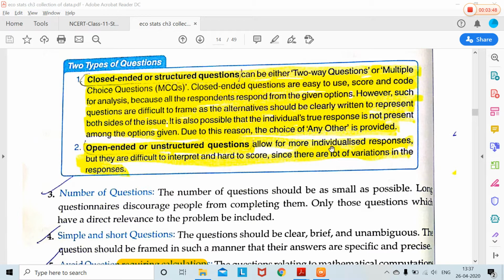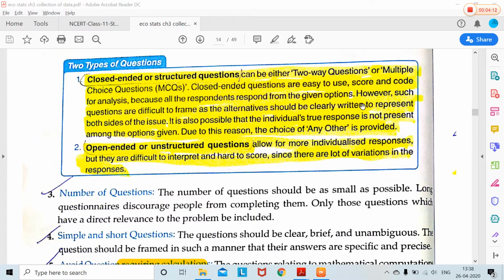So this can have more individualized responses, but again, they're difficult to interpret and hard to score, and obviously it will take a lot of time. There will be a lot of variations in the answers. What are your views on your school? Somebody will write something, somebody will write something else, and there will be multiple answers after a survey on an open-ended questionnaire.